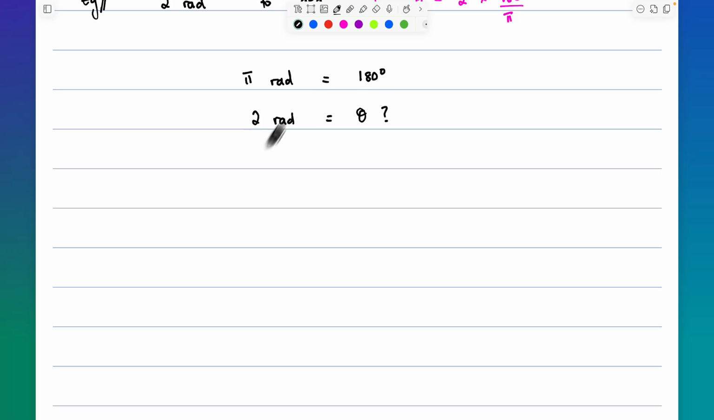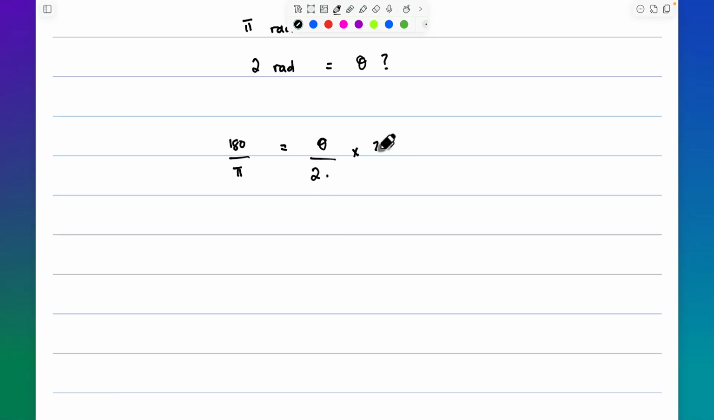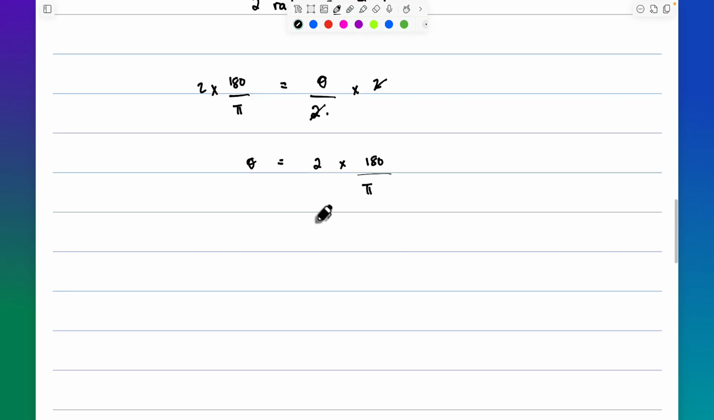So the ratio of my 180 over pi should be the exact same as the ratio of my other degree angle, which is theta, divided by my radian, which is 2. So now we multiply both sides by 2. This would give me theta. I'm just going to rearrange this: 2 multiplied by the conversion over pi. So now this gives me 2 multiplied by 180, which is 360 over pi.